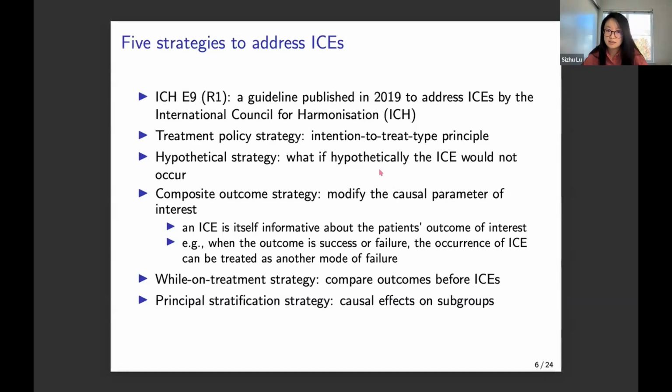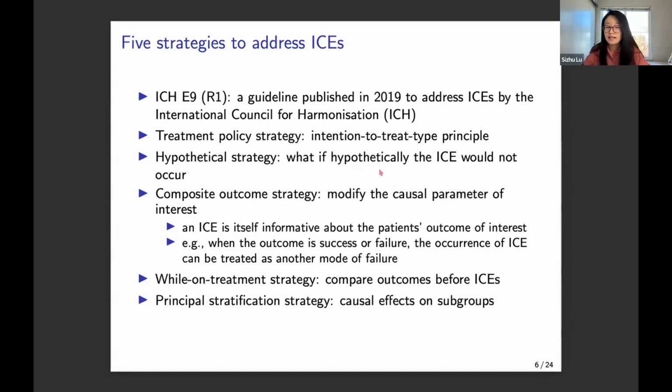The first one is called the treatment policy strategy. This is very much similar to the intention to treat type of principle. We just treat whatever happened in the middle as part of the treatment. That is a commonly used strategy. A second commonly used strategy is called the hypothetical strategy, which asks the question: what if hypothetically the intercurrent event would not occur? What is the hypothetical outcome that we could have observed in that case? A third strategy is called the composite outcome strategy, which modifies the causal parameter of interest.